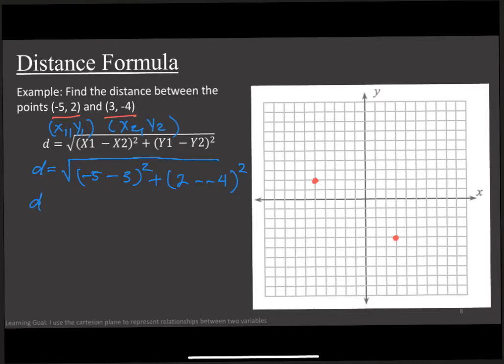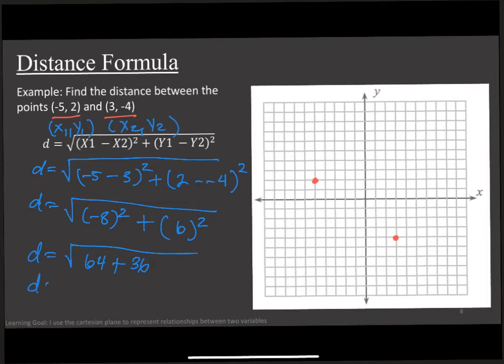And if we simplify this a little bit, -5 minus 3 is -8, quantity squared, plus 2 minus -4, be careful with your signs here, we're going to have a +6 squared. And if we simplify a little bit further, -8 squared is 64, plus 6 squared is 36. So 64 plus 36 gives us 100, and the square root of 100 is 10. So the distance, now that we've completely simplified, the distance between the 2 points we had initially is exactly 10 units.